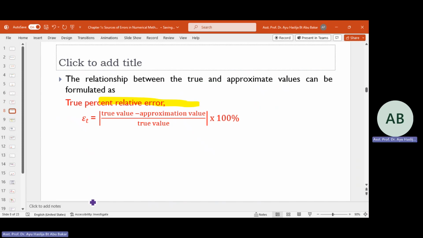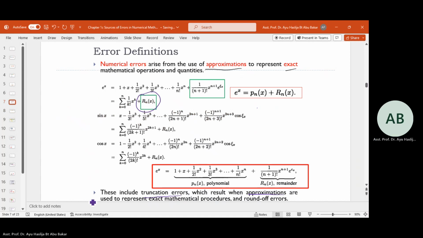We have truncation error and round off error. Truncation error means from the series over here, you truncate. What does it mean by truncate? Truncate.